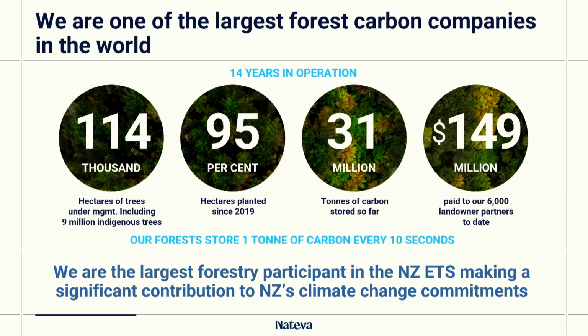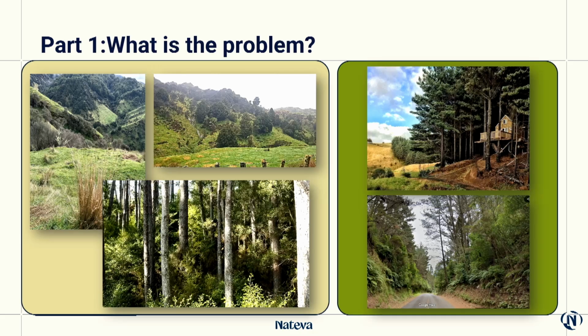So Nativa, we're one of the largest forest carbon companies in the world, so we do that mostly through planting trees and sequestering carbon, and our forests store 1 tonne of carbon every 10 seconds. So how do we do that, and what's the problem that we're trying to solve in this talk?